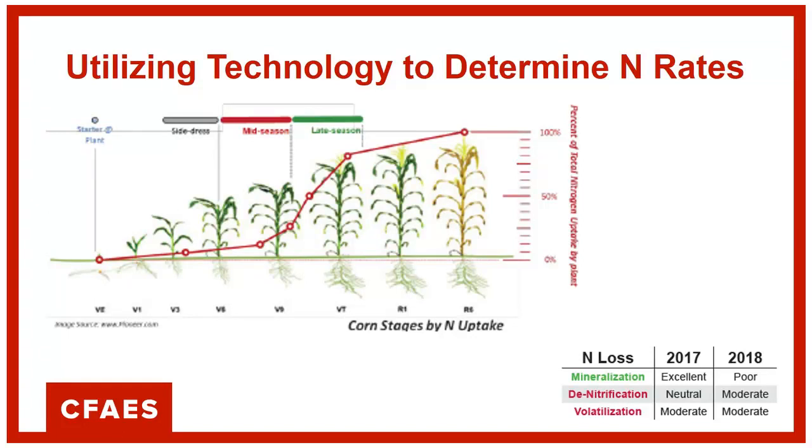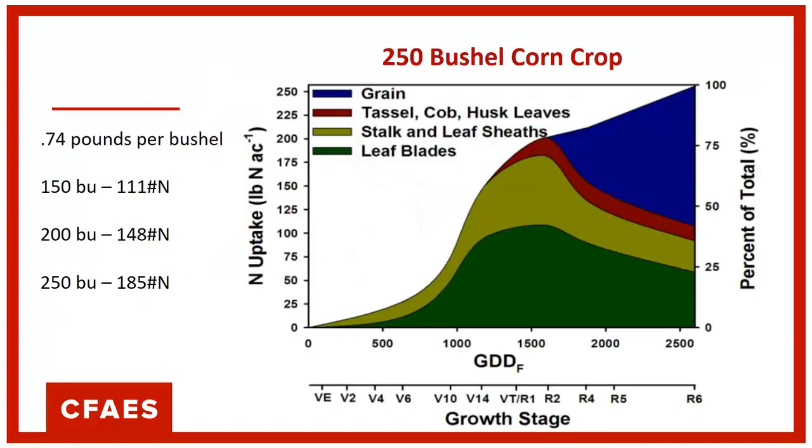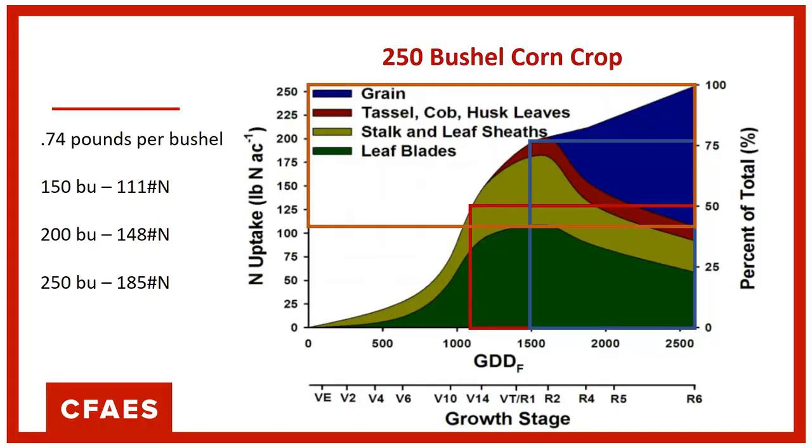So how can we apply that and start to pull numbers together to do a better job each year? First thing really to look at is how much nitrogen the crop is going to need. On a 250 bushel corn crop, the average amount of nitrogen that goes off in a bushel of corn is 74 pounds. So if we grow 250 bushels, we're going to actually remove 185 pounds of nitrogen with that crop. The rest of the nitrogen the crop takes up ends up in the fodder.